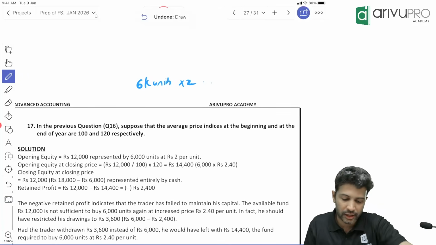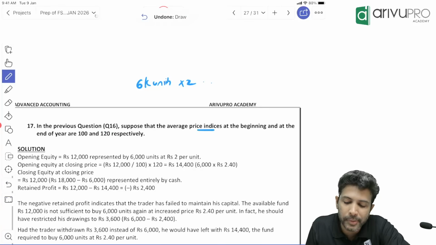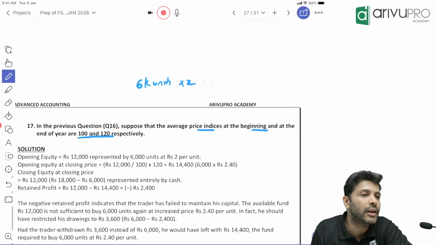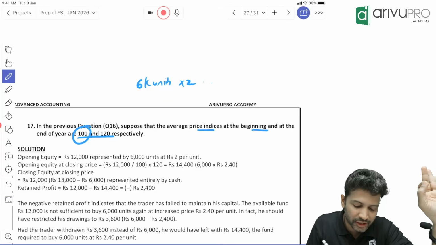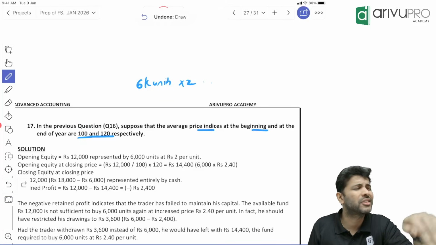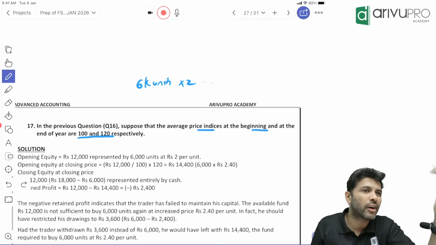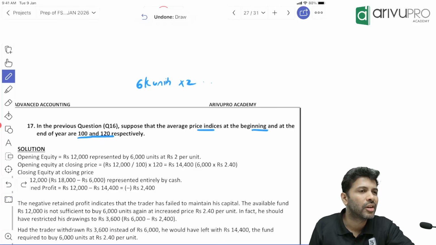Now, people check. Suppose in the previous question, that is question number 16, the average price index at the beginning and at the end of the year is 100 and 120. This we call the consumer price index or whatever, which measures the price of the product. At the year beginning, how much was the index? 100. Now it has become how much? 120. That means it has increased. Due to inflation, the price of the product will increase. From 100 it has become 120, which means there is an increase of 20%.